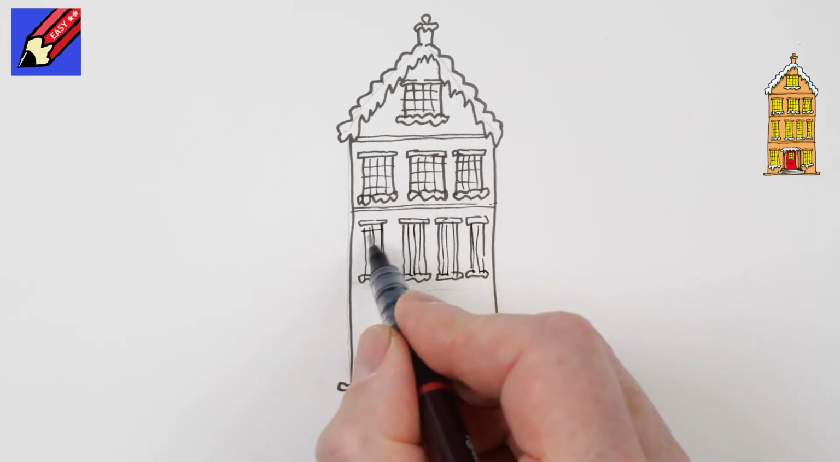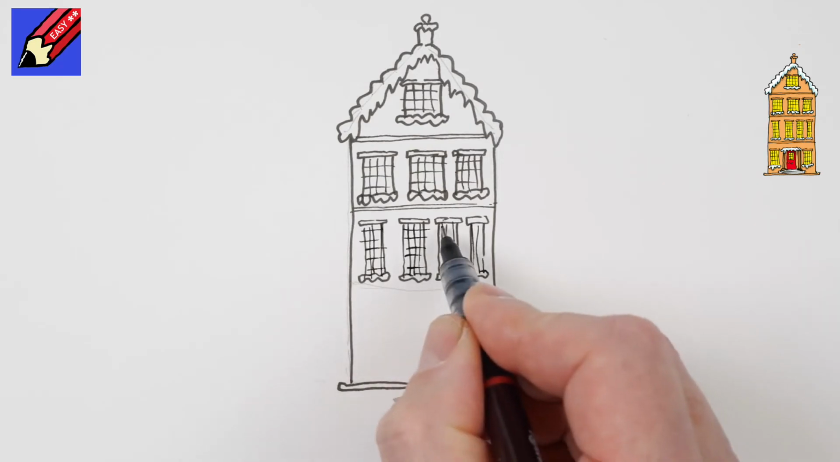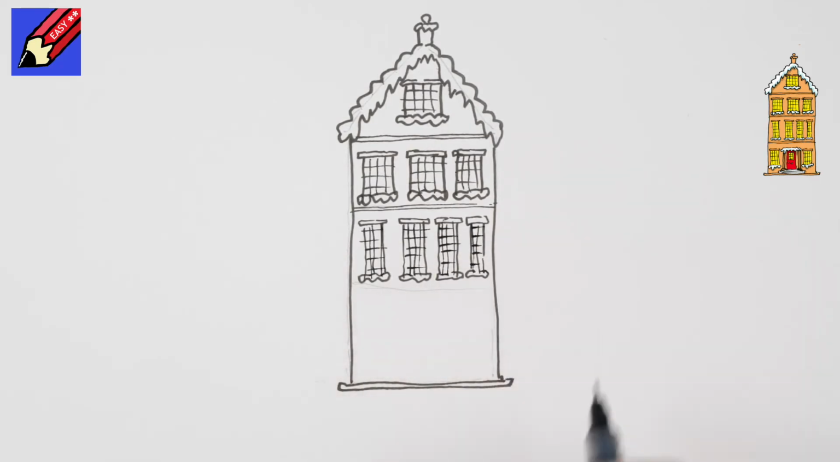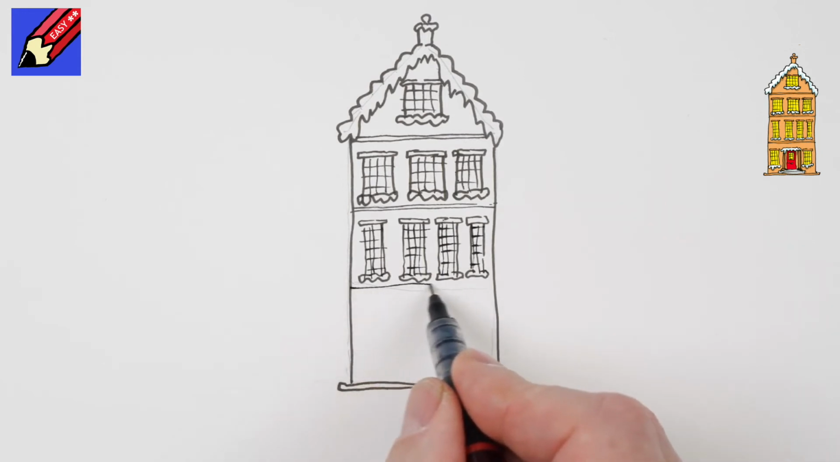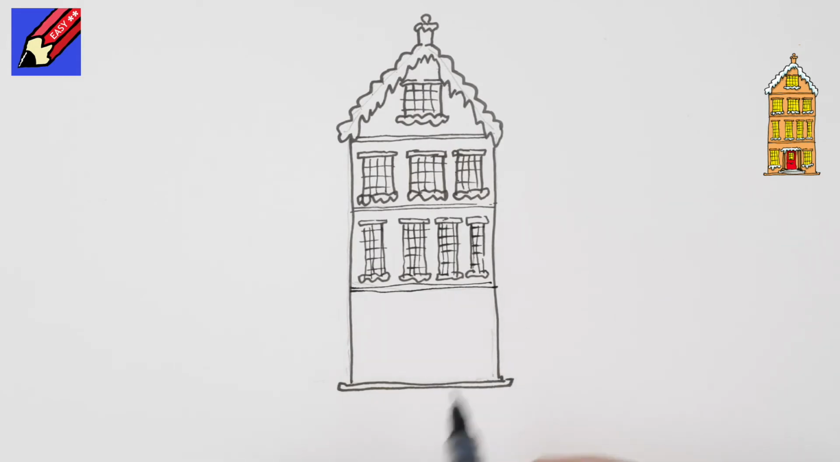And then 1, 2, 3, 4, 5 maybe. 1, 2, 3, 4, 5. And then we want kind of a line going across again. And then we want to do the front door.